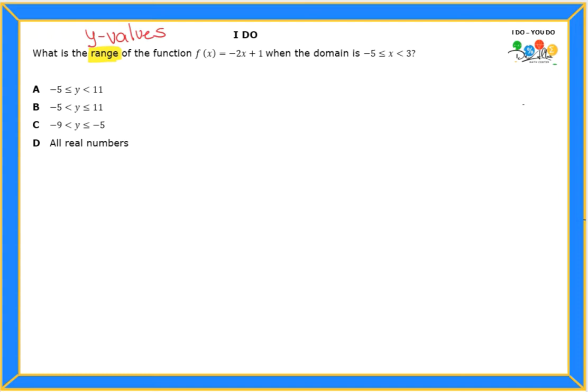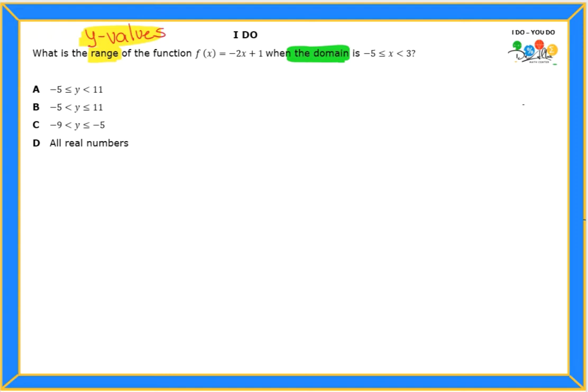Make sure that we keep that in mind because it's very important that we remember that range has to do with y values, okay? And of course, they're giving me a function, and then it says when that domain, so they're giving us a domain that they want for us to consider, okay? And that domain is going to be between negative 5 and a positive 3.